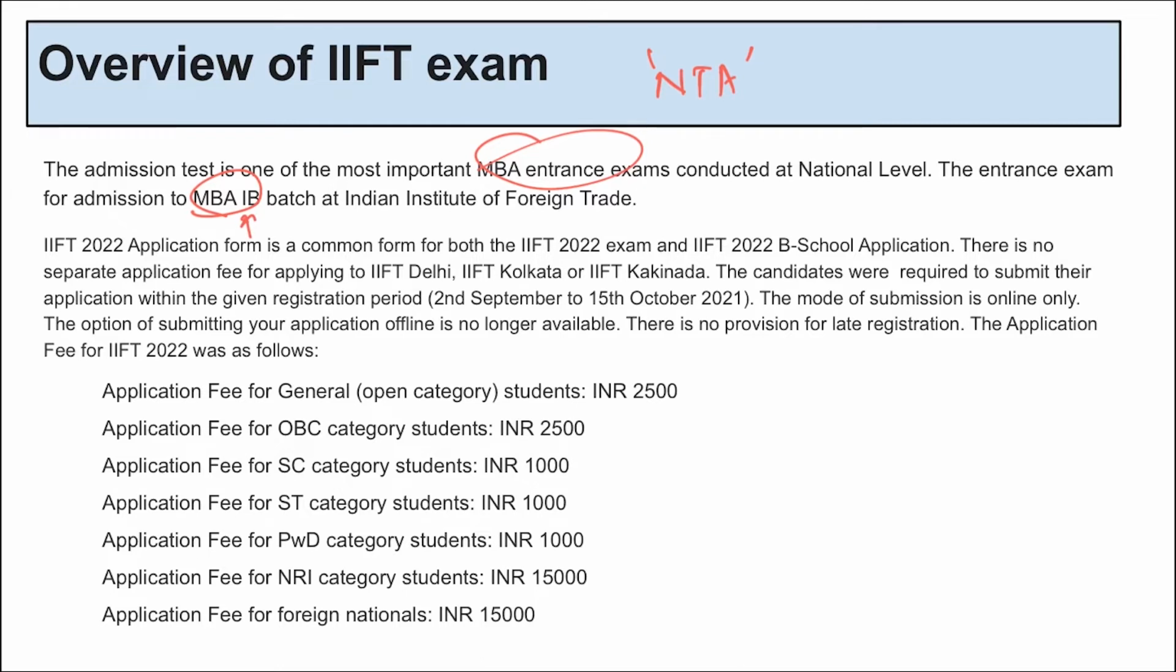So talking about the application form, pretty basic stuff. I've just mentioned the fees for the application form. For general candidates it's 2500, for OBC candidates also 2500, and for other categories it's ranging between 1000 to 1500. For the NRI category it's rupees 15,000, and for foreign nationals it's again rupees 15,000. So one thing to take away is that even NRI category students and foreign nationals can apply for this particular program and exam.